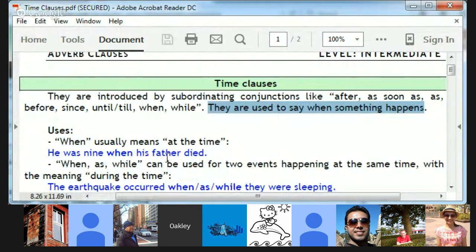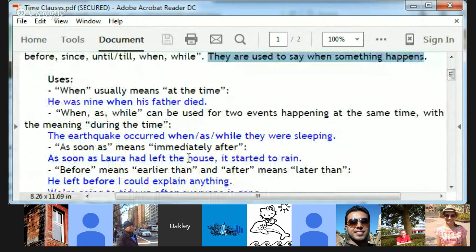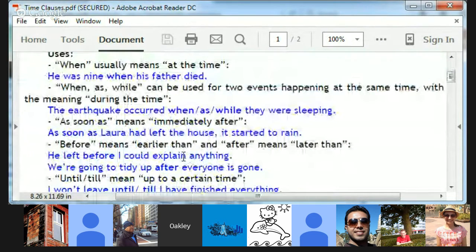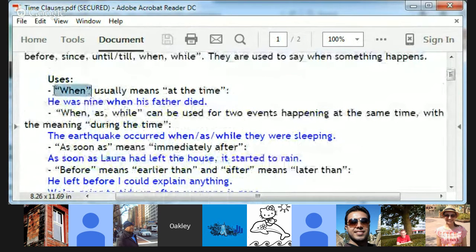Okay, so, if we're talking about those, we want to say something about when, the obvious one to start with is, when. Okay, what does when mean? It means at the time. Okay. So, for example, he was 9 when his father died.